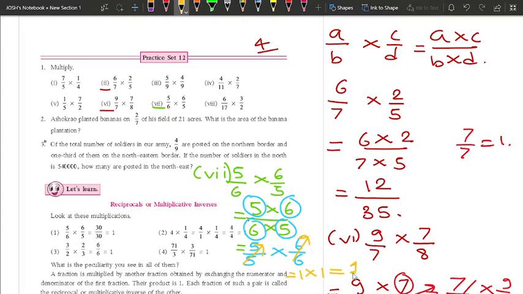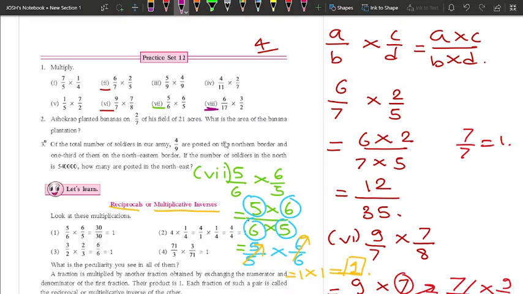And this is called multiplicative inverse. You can say reciprocals or multiplicative inverse. This will be used a lot in division. We will solve the exercise based on this in practice at 30.